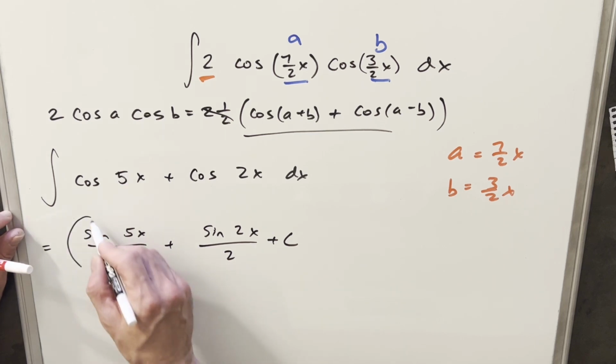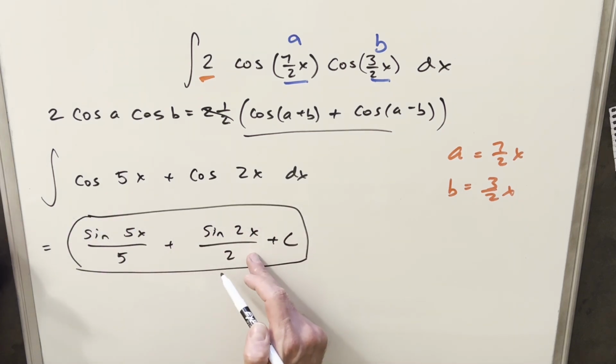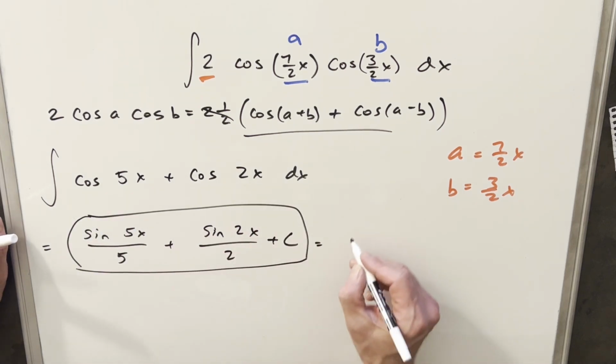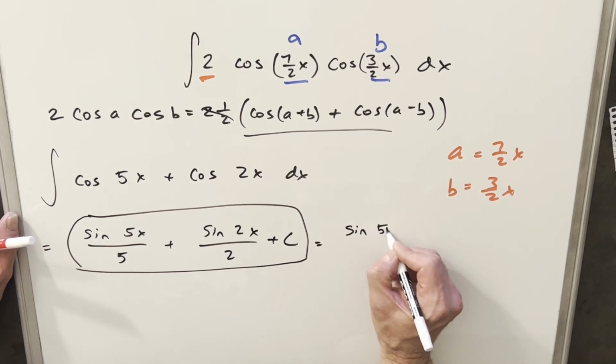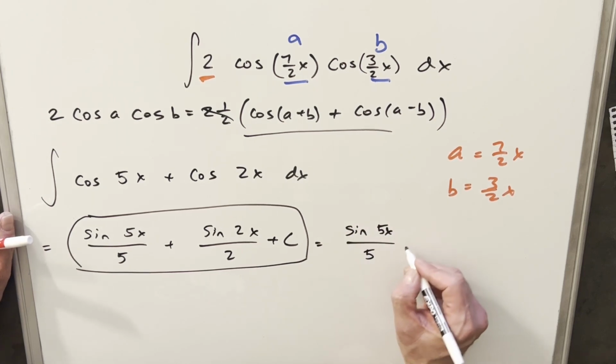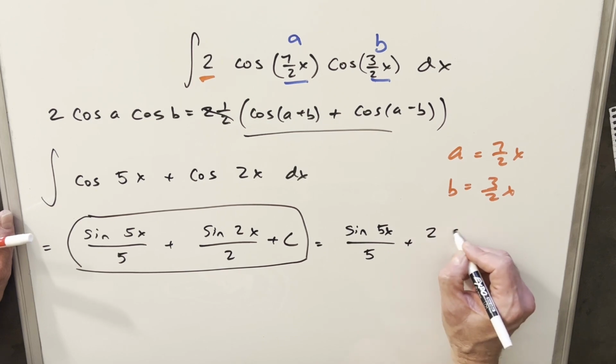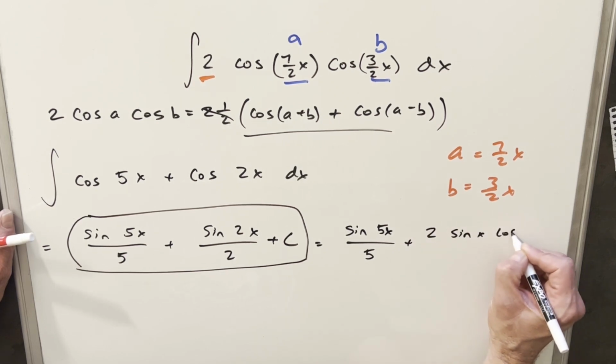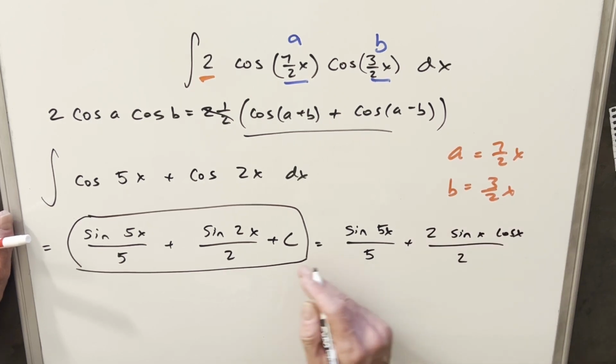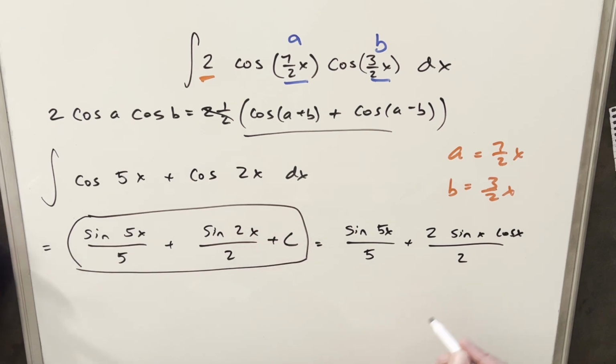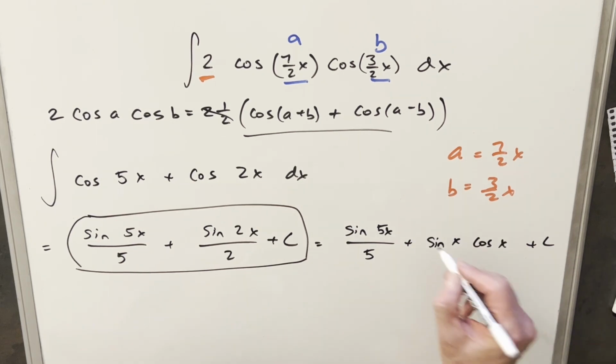And this is fine, but alternatively, just because we have this sine 2x, we can use the double angle formula on this. And if you prefer, we could write it as sine 5x over 5 plus 2 sine x cos x over 2, just using our double angle formula for sine. But then the 2's are going to cancel, and I can add a plus c. I can clean this up really quick, and that's it.